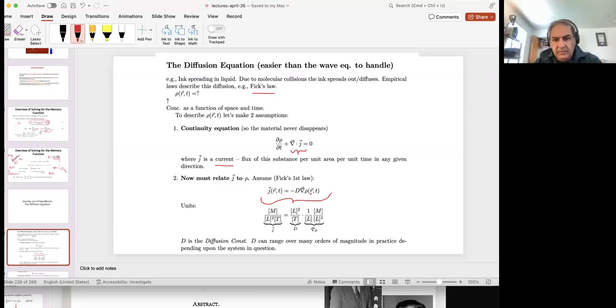And we know what density is. Density here is going to be m over volume. And then divergence will give you a 1 over L because it's a del del x. And then you have to have the diffusion coefficient with this dimension, length squared over time. The diffusion coefficient is actually a very interesting quantity. For example, you can see the diffusion coefficient can vary over many, many decades in nature.